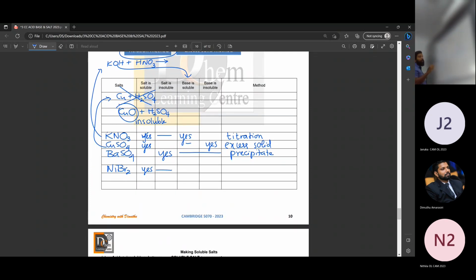Then you need to ask the question, is the nickel base soluble? Now, nickel and HBr: you should understand it's going to be the HBr acid, because the bromide should be coming from the acid. So it should be HBr. So nickel and HBr.